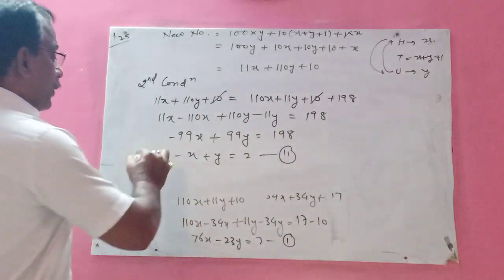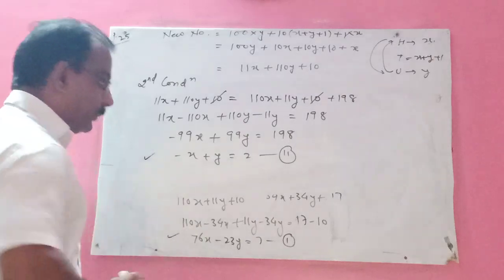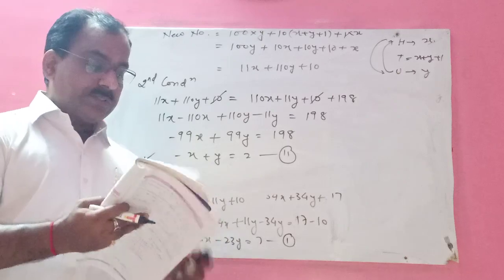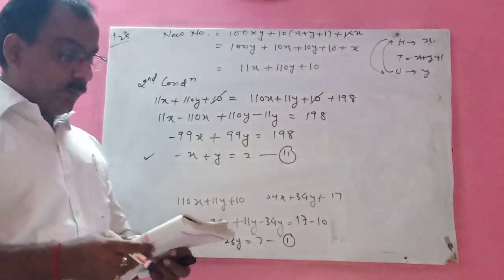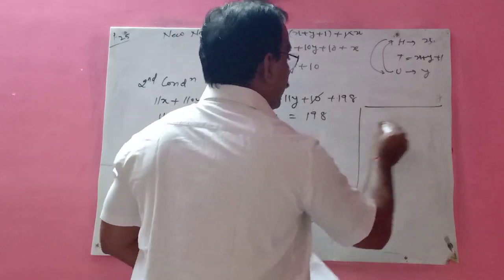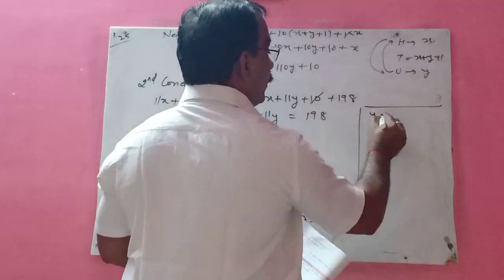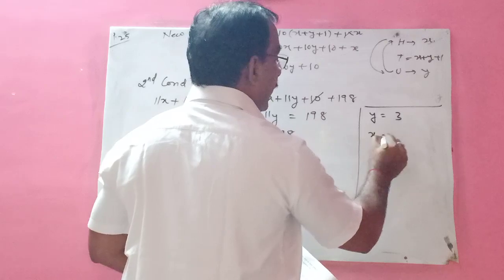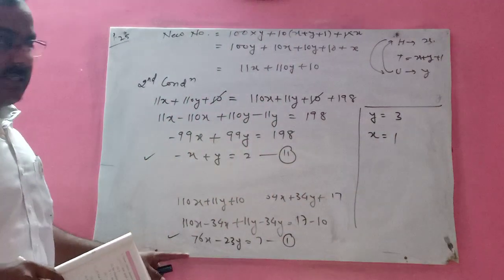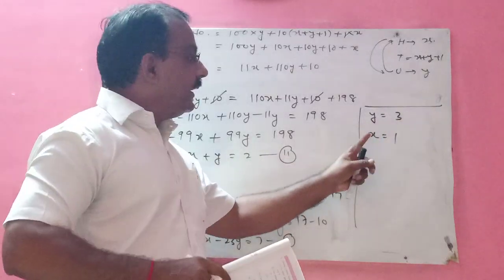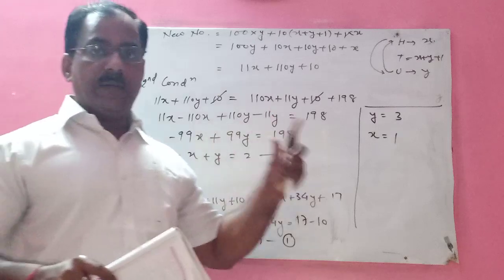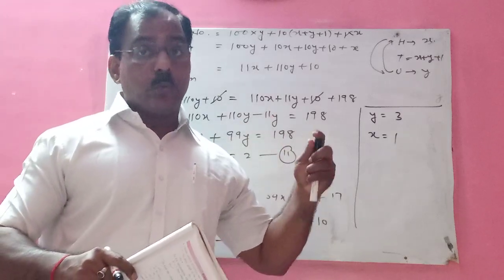Now children, when you solve equation 1 and equation 2 simultaneously, or graphically, or by Cramer's rule, you are going to get y is equal to 3, and then x is equal to 1. But this is not your answer, children, because you have to find out the 3-digit number, meaning the original number.